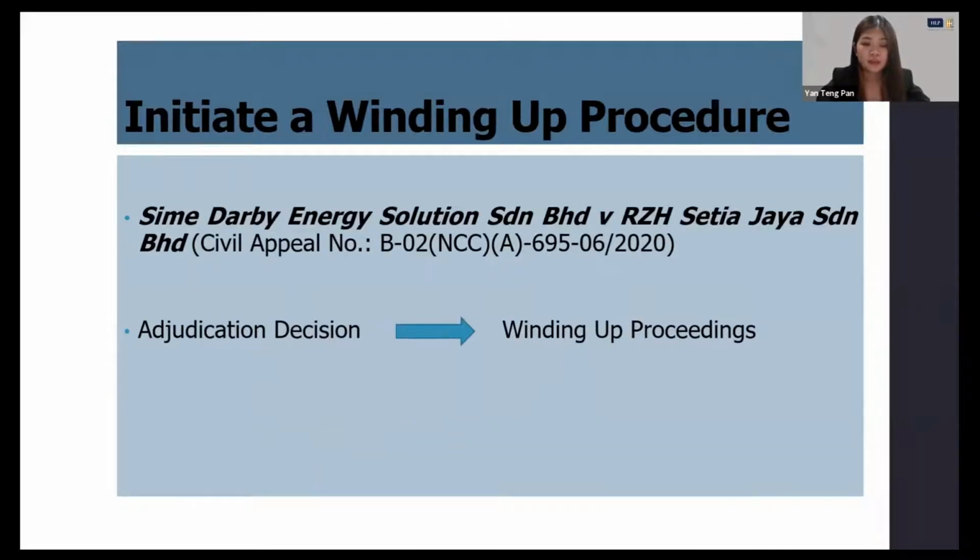Based on the recent Court of Appeal judgment of Sun W Energy Solution and RZH Setia, it has been confirmed that there's no requirement for a successful party in an adjudication to enforce the adjudication decision with the High Court under Section 28 first before issuing a statutory notice to wind up. In other words, the successful party may issue a notice pursuant to Section 466 of the Companies Act to the unsuccessful party upon obtaining an adjudication decision.